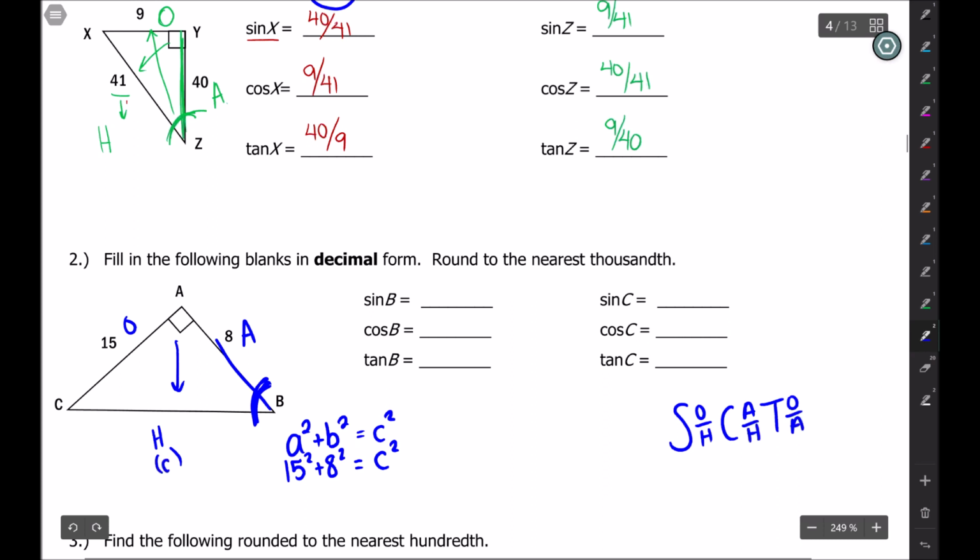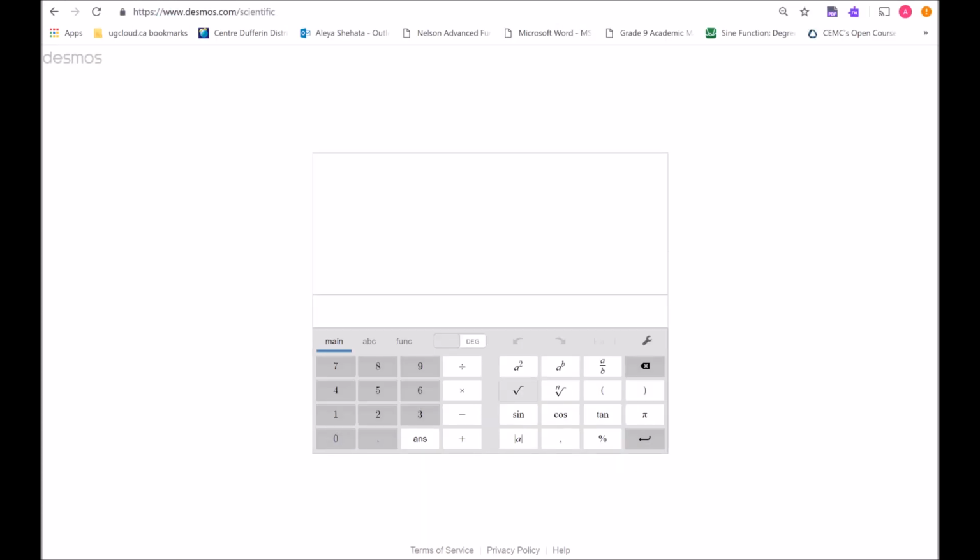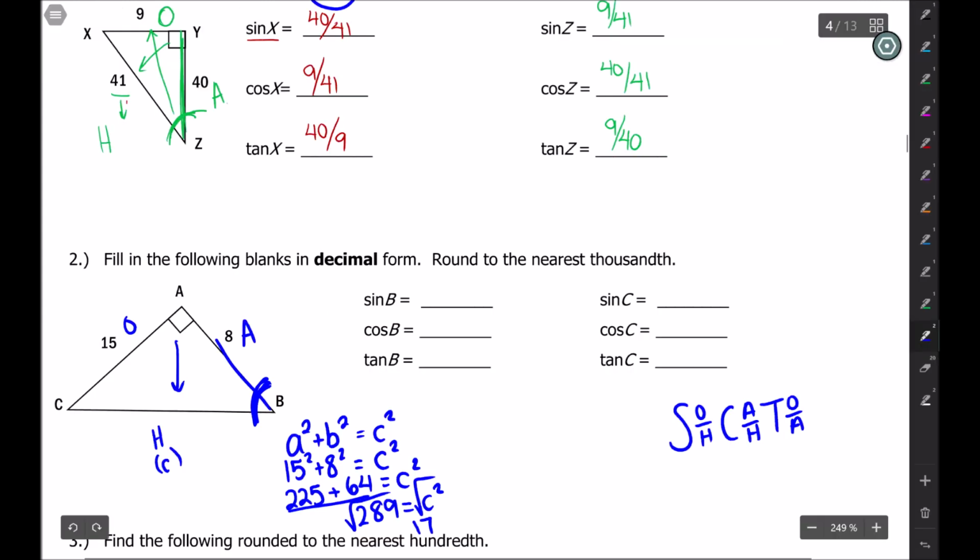Now 15 squared is 15 times 15, which is 225. 8 squared is 8 times 8, which is 64, and that's equal to c squared. Now, since these are on the same side, I can add them together. So 289 equals c squared, and the opposite of squaring something is square rooting. And if I were to plug in the square root of 289, I know that that is 17. Okay? So right here, I'm going to say this is equal to 17. So now we know that c is 17.